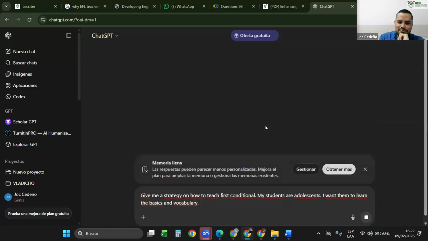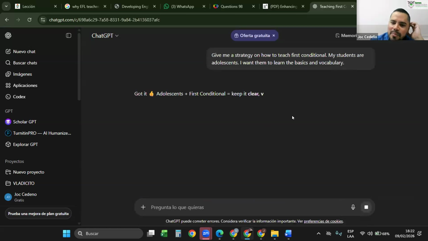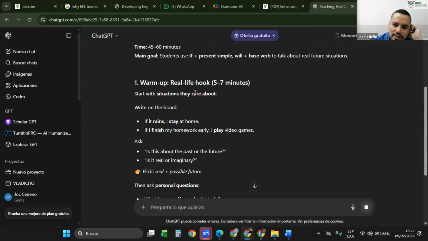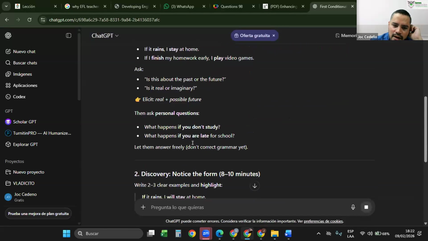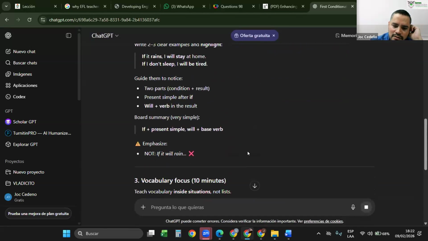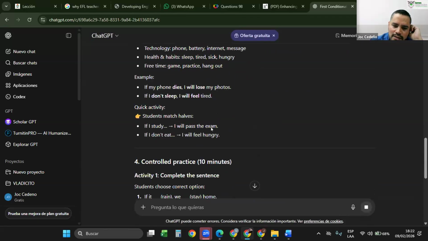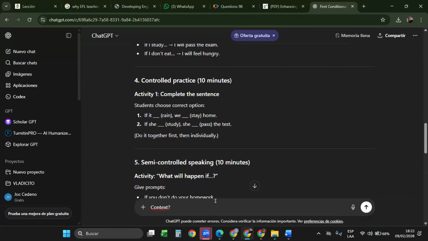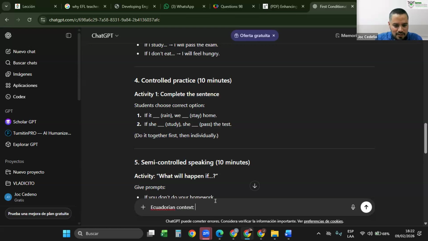Okay, let's see what we have. Of course, we need to read and then remake it according to what we think it's better. Look, it has a warm-up. It has a discovery. It has vocabulary focus, control practice. Do you think context is important? Context, the place, educational context. Yes. Okay, so I can write Ecuadorian context and be more specific.